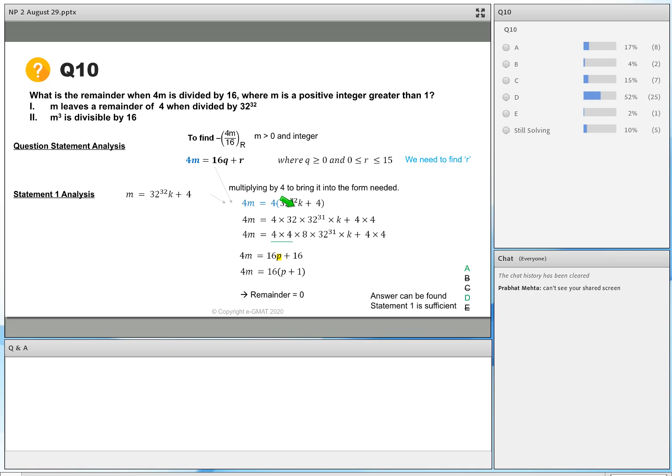Prabhat, there's some problem with your network, I think. Just try joining again.